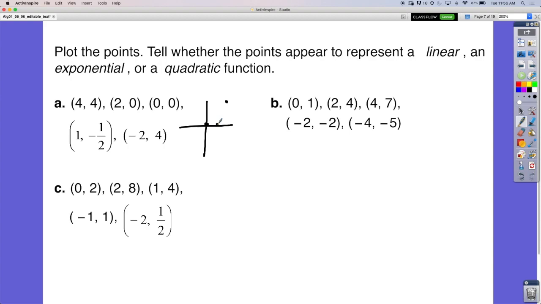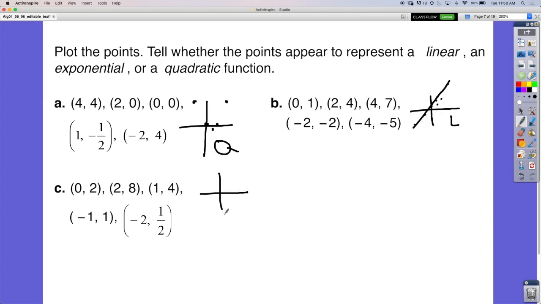Okay, so let me think. Yeah, you start guessing. Next we have 1, negative a half, negative 2, and 4. What is it? Quadratic. Do you get it? So let's do this one really quick: 0, 1, 2, 4, 4, 7, negative 2, negative 2, negative 4, negative 5. I didn't do it perfectly, but I'm assuming that would be linear, a straight line.